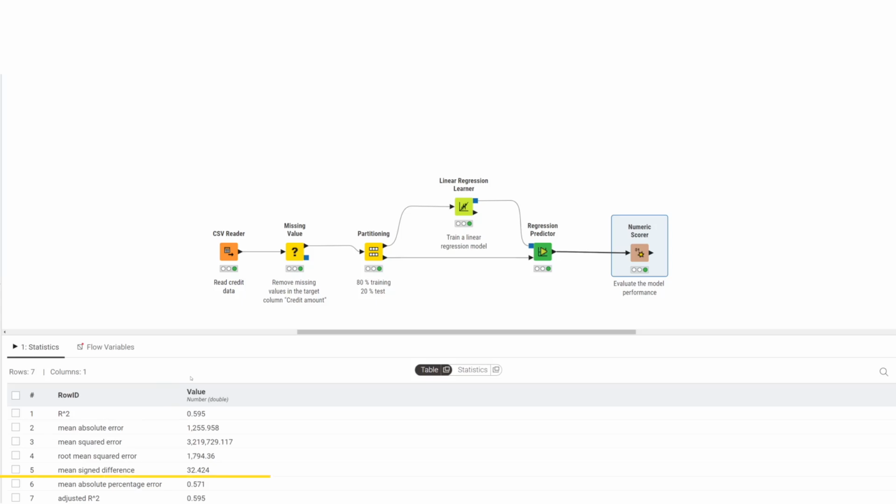Mean signed difference indicates that on average, the model tends to predict 32 euro too high credit. This metric informs about the direction of the error, not the size. Mean absolute percentage error. The average size of the error relative to the actual value. The model predicts credit value within the range of the actual values plus or minus 57%.